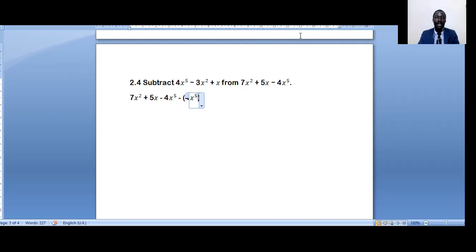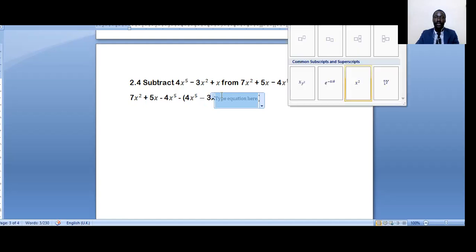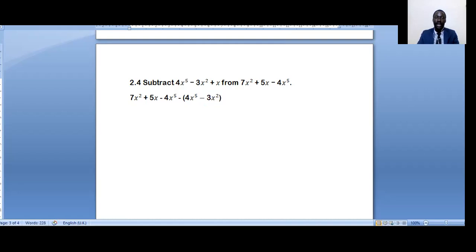Then what is next? Next is minus 3x squared, plus x. Yes, like that. So what we have just done is we have written, you could also have the bracket for this, like that. So basically, we have transformed the statement subtracting this from that into a mathematical expression which we can now deal with.